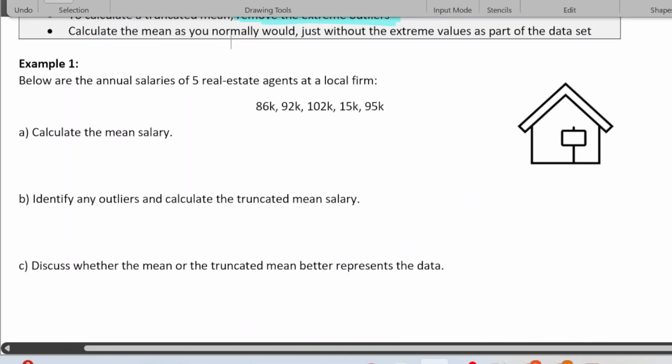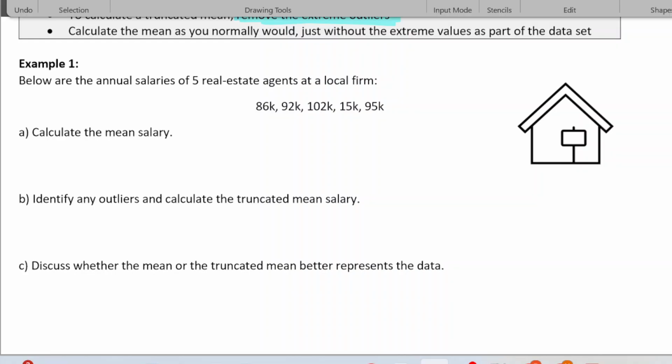All right, so let's say we were looking at 5 real estate agents at a local firm, and this is how much their annual salaries are. So that means how much they're earning on average. So we have 86, the K just represents thousands. So 86,000, 92,000, 102,000, 15,000, and 95,000. So the outlier here is the 15,000. All of the other salaries are between 85 and 100 or so thousand. The 15 is kind of an outlier.